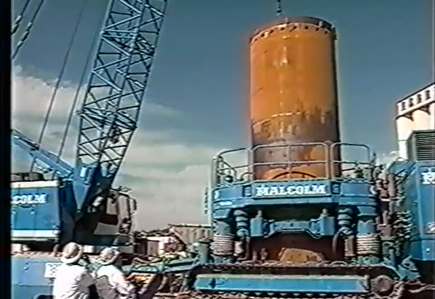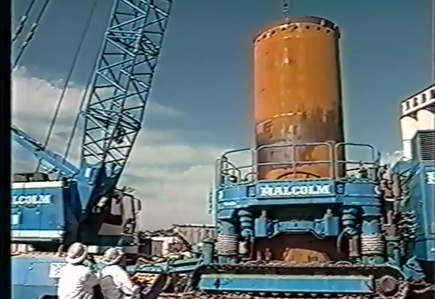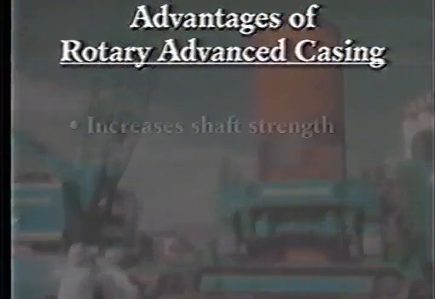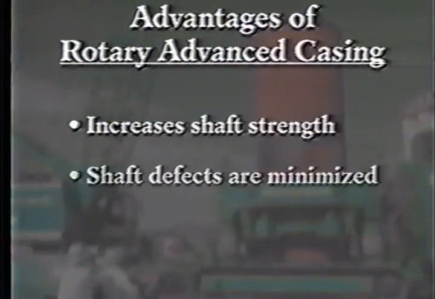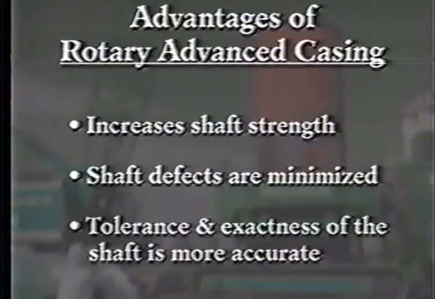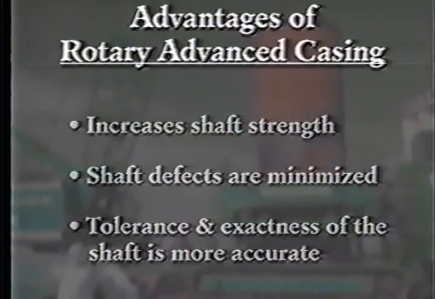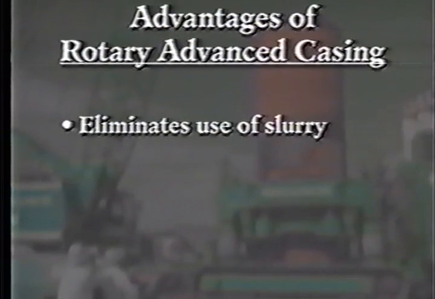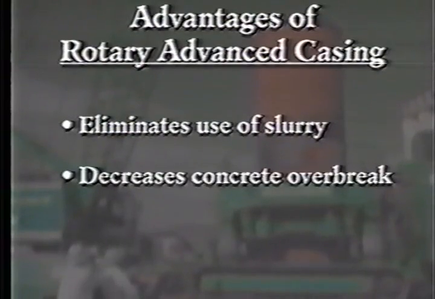Rotary advanced casing is a proven installation method that provides a wide variety of advantages. This method makes a stronger shaft. The risk of defects within the shaft is minimized. Tolerance and exactness of the shaft is more accurate. When horizontal loads have to be transferred, the production of a sound drilled shaft is essential. This installation method eliminates the use of slurry and decreases concrete overbreak.